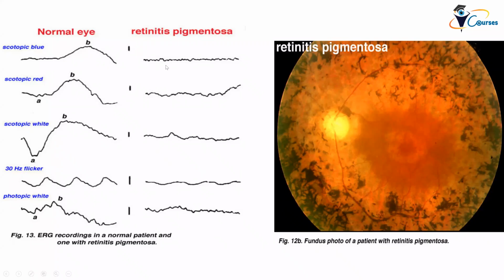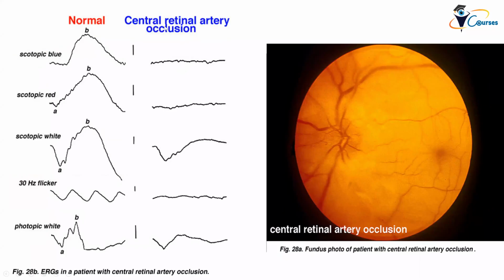In retinitis pigmentosa, in the early stages, there will be affection of the rods more than the cones. But later on in the advanced disease, there will be affection of both rods and cones. Here is a patient with central retinal artery occlusion. You can see that there is almost non-recordable response. So the rods and cones will show very, very minimal response compared to the normal eyes.